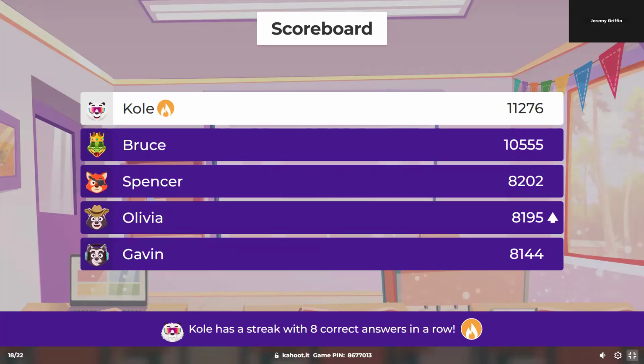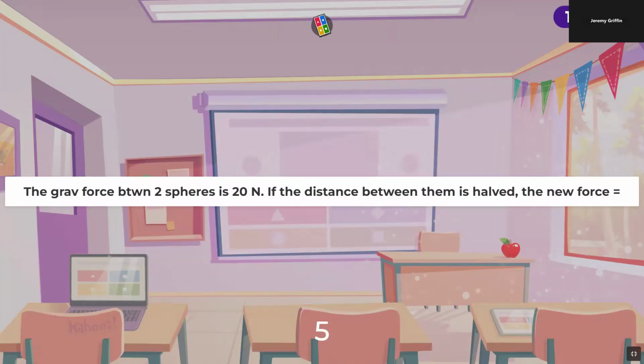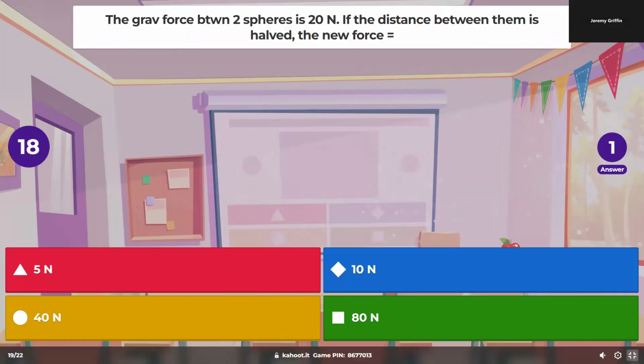Yeah. You got Gavin, Olivia, Spencer, Bruce, and Cole on fire. Gravitational force between two spheres, 20 newtons. If the distance between them is cut in half, ooh, they're getting closer together. Ooh, it's new force.